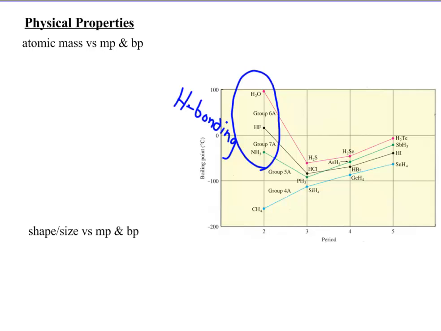If we start with period 3, we take a look at the compounds as we progress. They're all hydrides, so the element combined with hydrogen. As we increase in mass, fairly predictably, we increase in boiling point. The reason for that is the larger something is, the more energy it takes to get it moving. The more mass something has, the more energy it requires to get it to change its position.